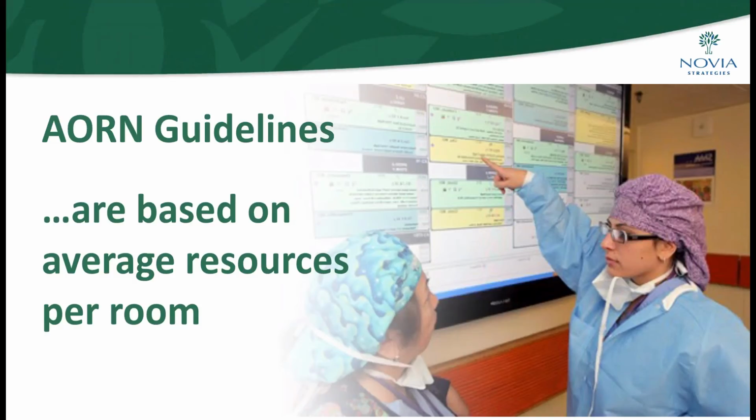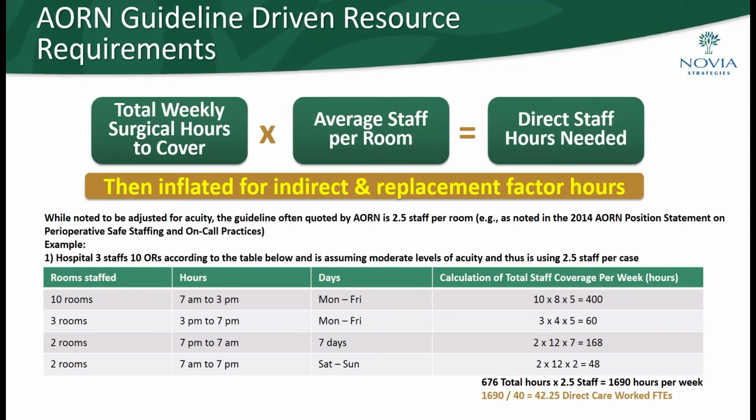Next, we're going to go into the AORN-based approach to determining resources in the OR. Here, it's more of a coverage-based approach. So you determine how many rooms you have, what the hours of operation for each room are, and then just use an average staff per case to determine what your staffing needs are there. So it's definitely more of an approach that's based on the coverage needed.